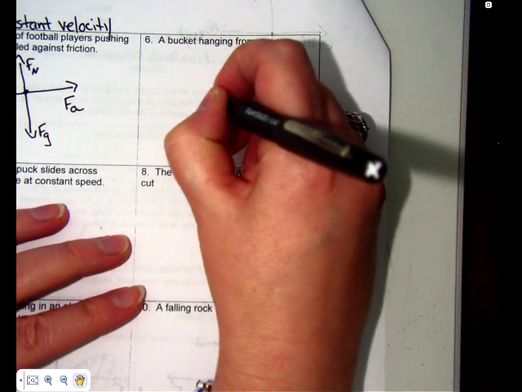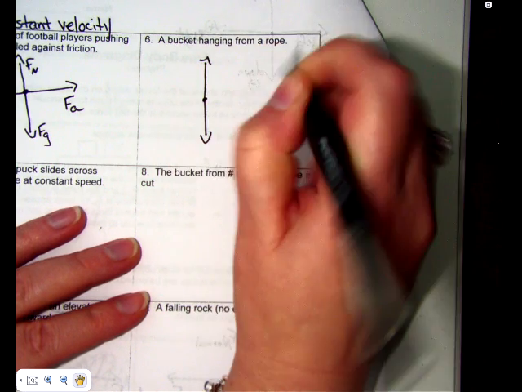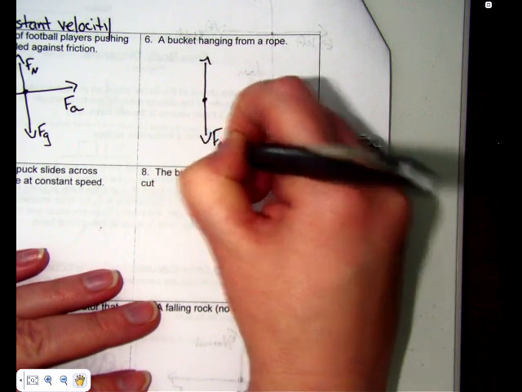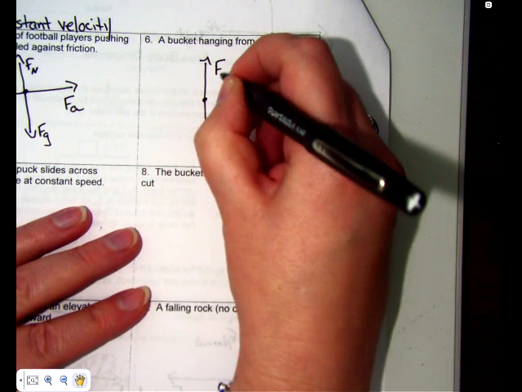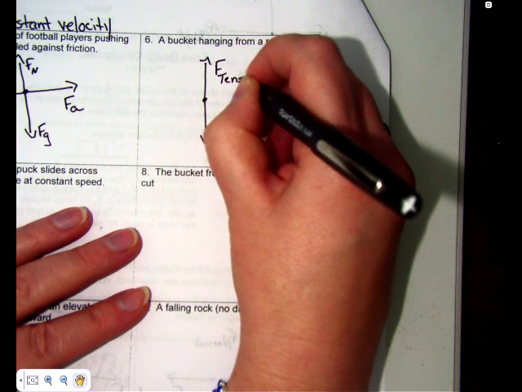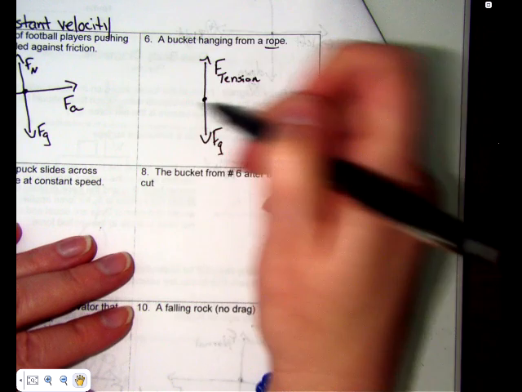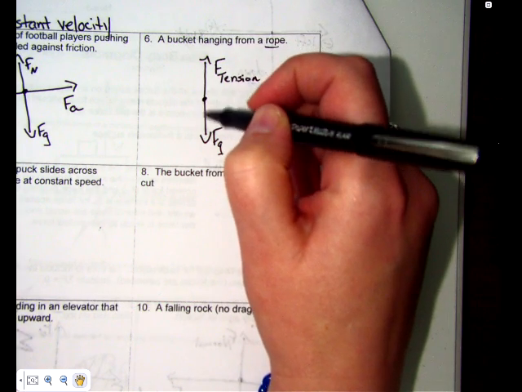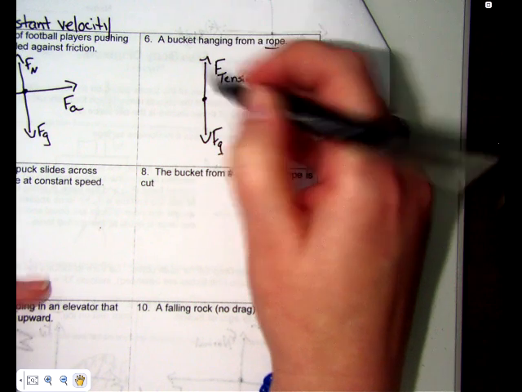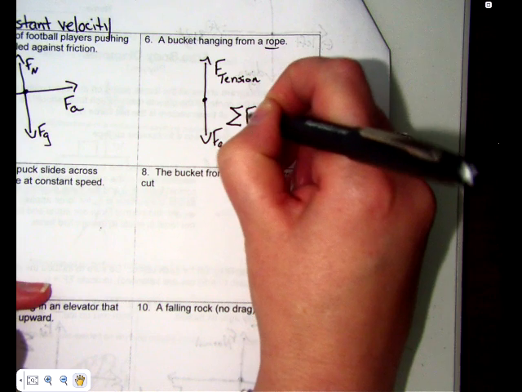A bucket hanging still has gravity pulling on it. Now it says it's hanging from a rope, so this one is our tension force. Okay? But it's not moving side to side, there's no pushing, it's not even moving down or moving up, it's just hanging there, so still our net force is 0.